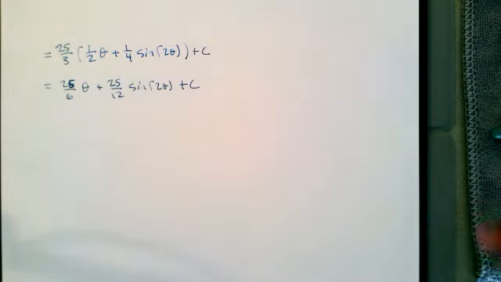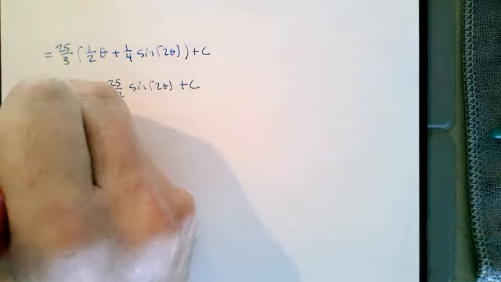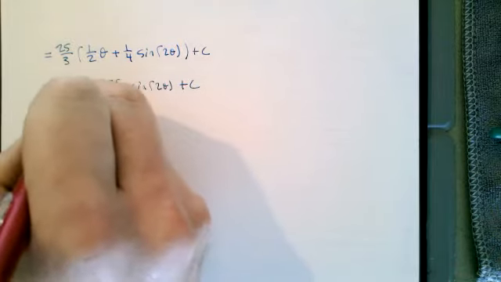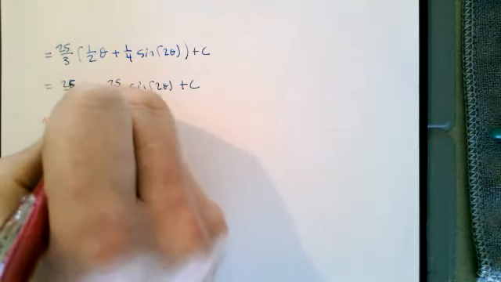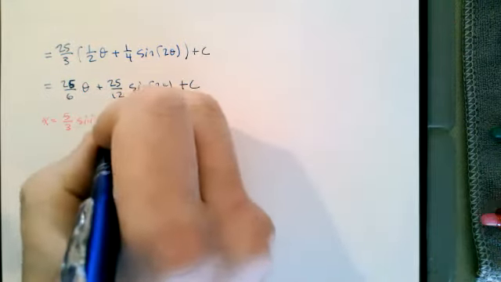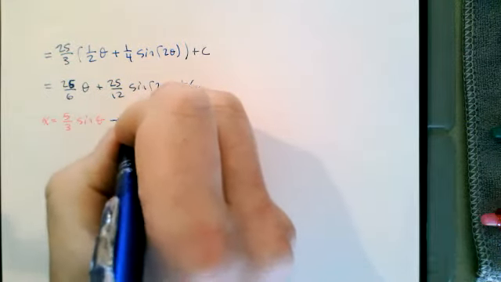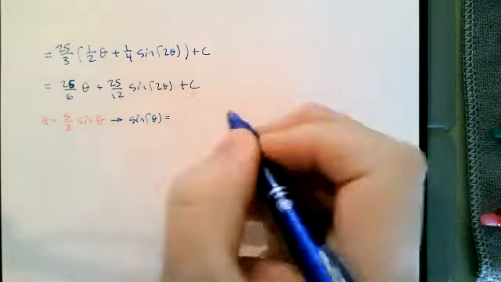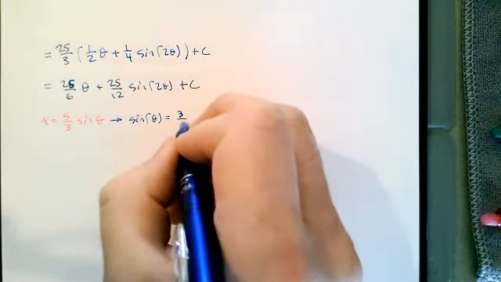What we have in evidence is that x is 5/3 sine of theta. So we're going to start replacing pieces. So if x is 5/3 sine of theta, then I can write sine of theta as 3x over 5, or 3/5 x. So that's one piece that we can replace. I can say that sine of theta is 3/5 x.